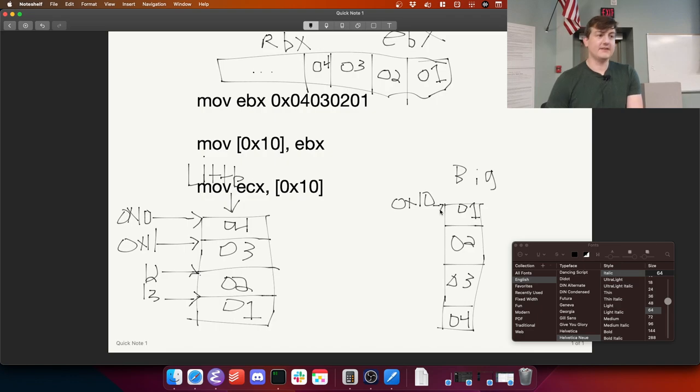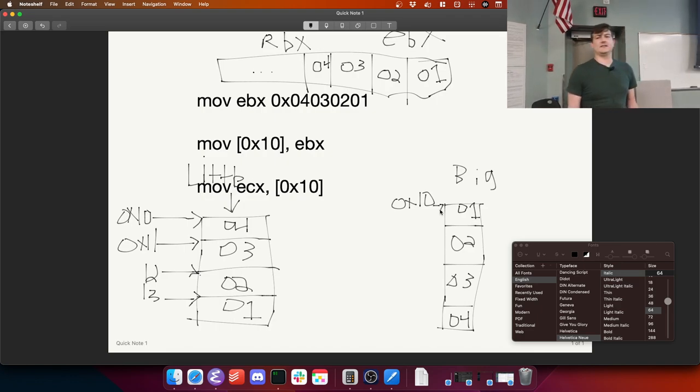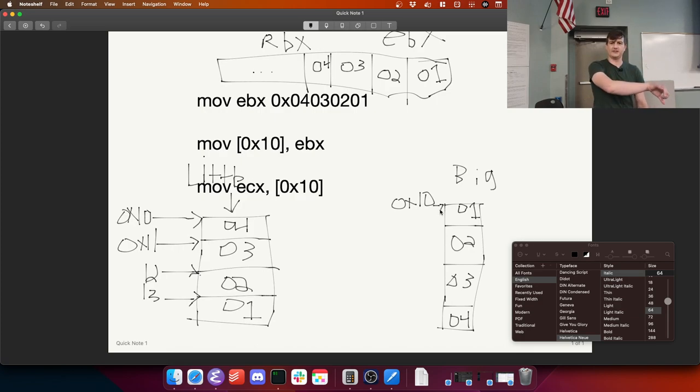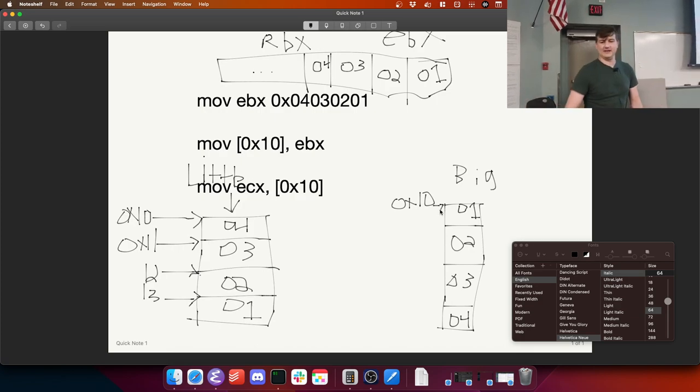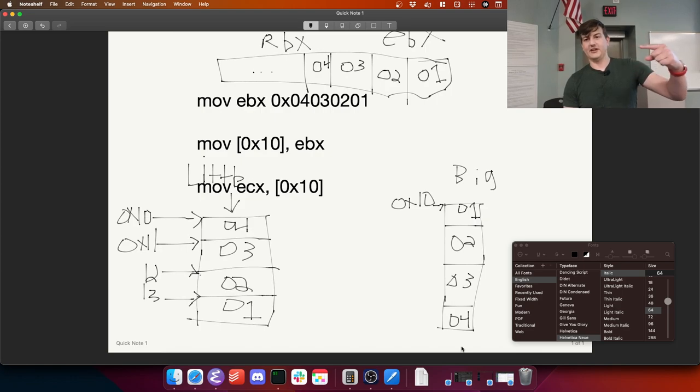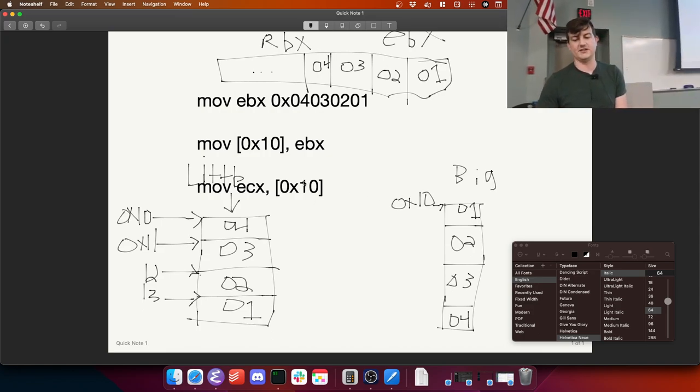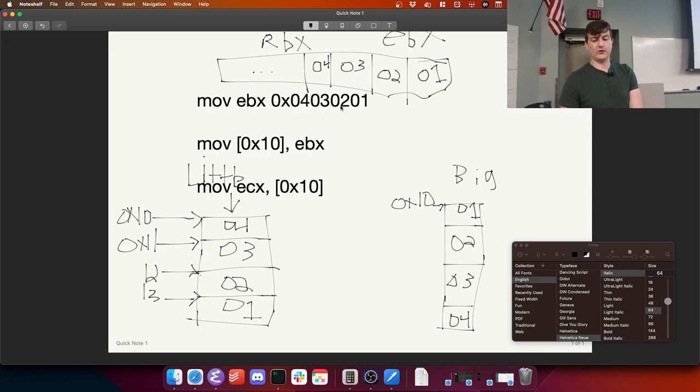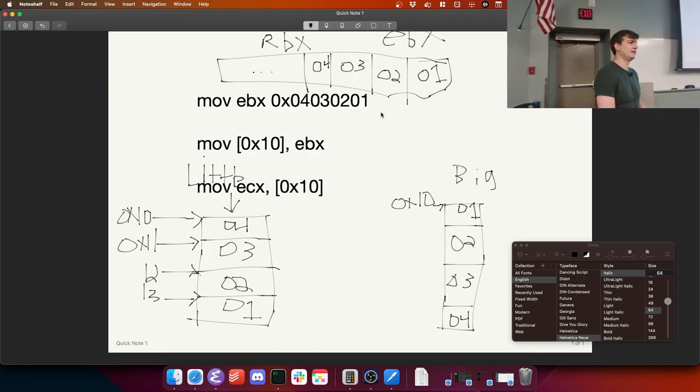pointing here. But this all happens transparently to us, the programmer. So this actually gets flipped back when it's put into the register. So when you copy the memory back, it takes whatever 4 bytes are here and says, oh, this is the most significant byte. That goes here. This is the second most significant byte. That goes here. This goes here. This goes here. So it actually puts it back. And the value inside of ECX will be hex 04030201, or 04, 03, 02, 01.